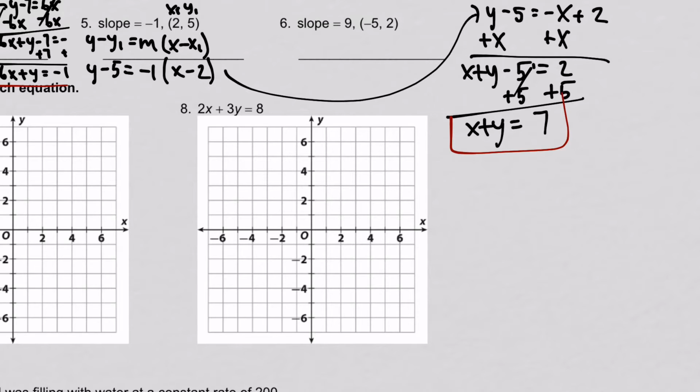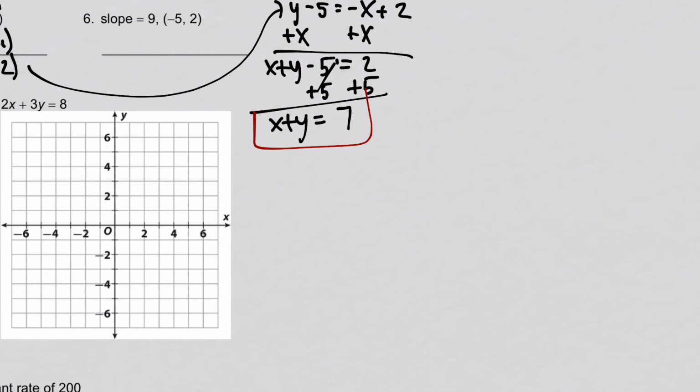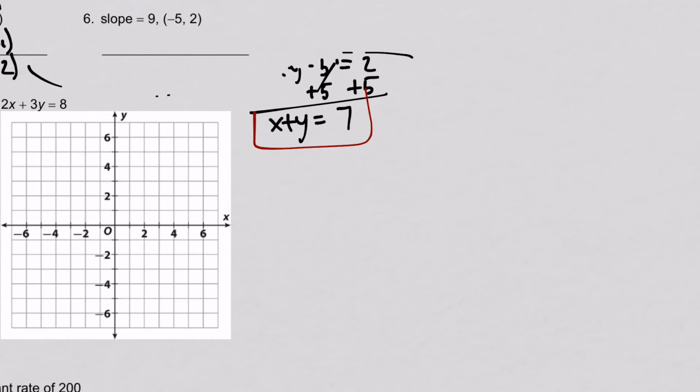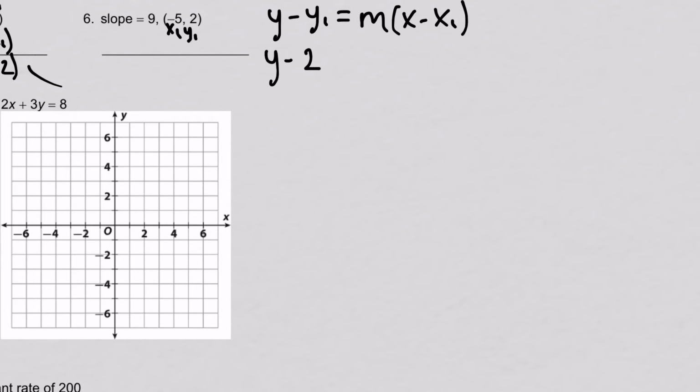Okay, now let's look at number 6. The slope is 9 and the point is 5, 2. So I'm going to erase all the work that I did for number 5, so I can do it right here. Number 6, once again, they gave me the slope, they gave me a point. I'm going to call that point x sub 1, y sub 1. So I'm starting with point slope form every time here. Plug in your numbers. Y minus y sub 1, which is 2, equals m, which is 9, times x minus x sub 1, which is negative 5.